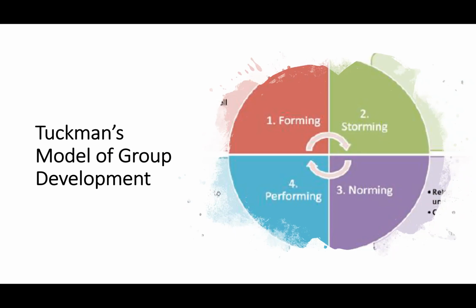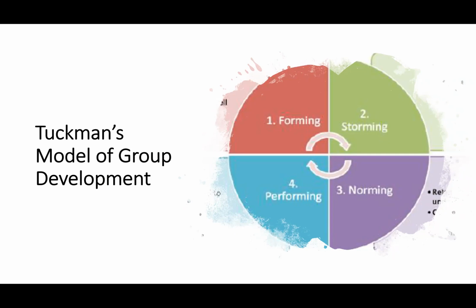Stage 3 is norming. This is when the group becomes more cohesive. Roles are clear and members start working together. This is a great time to develop group identity and facilitate in-depth team building activities. Play fun social activities to maintain relations amongst the group as well.